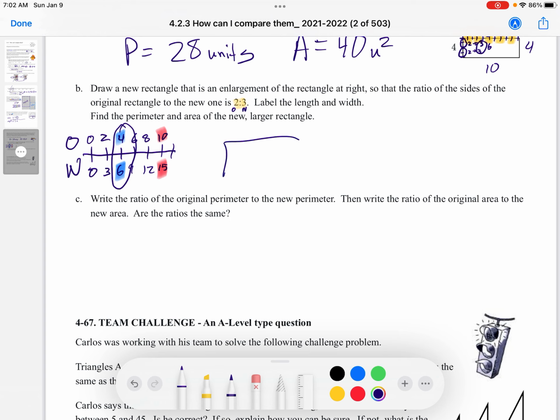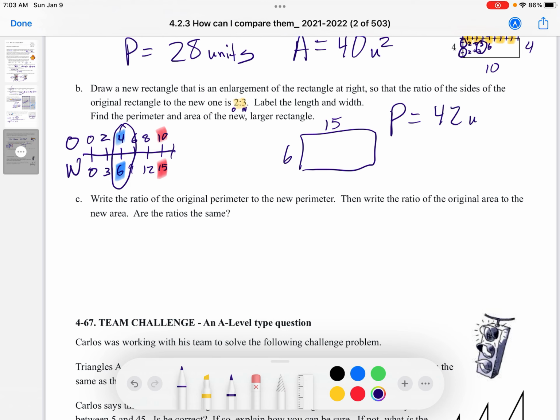All right, so let's draw the new one. It becomes a 6 by 15, and our perimeter now is 6 plus 15, which is 21. 21 times 2 is... Oh, I should have given myself some room here. Give me a second, please. I'll put that up here. All right. Sorry, 21 times 2, 42, right?